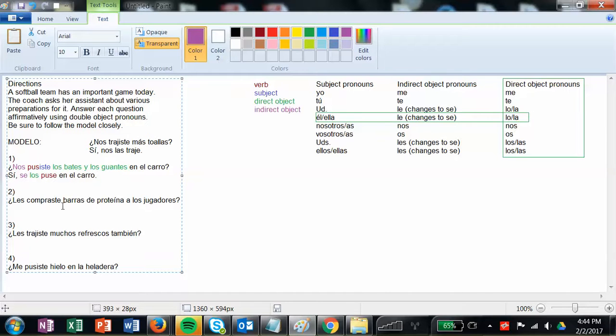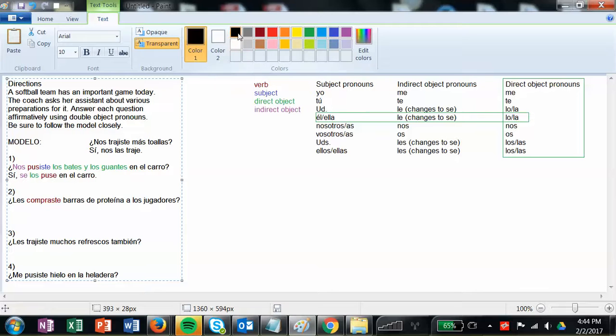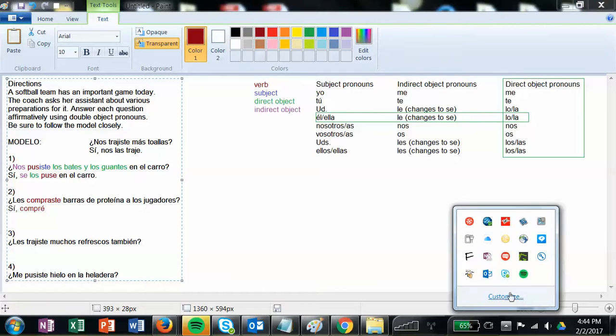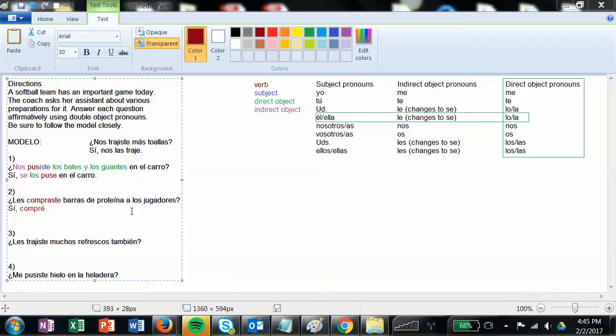Okay? Here, "Les compraste barras de proteína a los jugadores." This is your verb, compraste. Who did the buying? You did. So, if I said, did you buy protein bars for the players? You're going to say, yes, I bought. So, you're going to take your comprar and make it for I, which would be compré. So you're probably going to have to go back and review your preterite again.